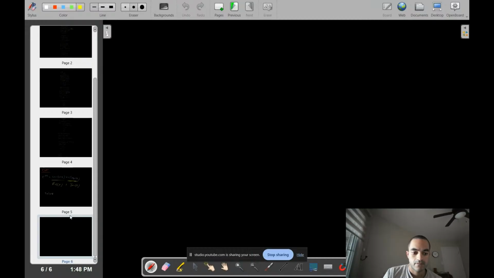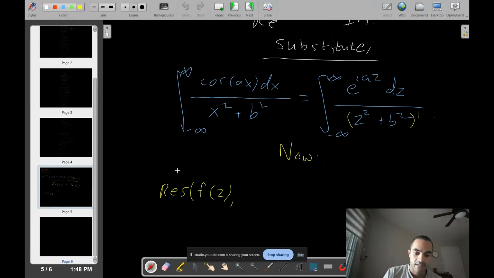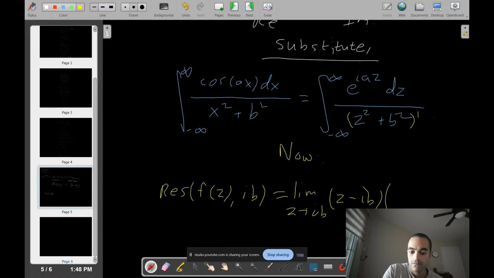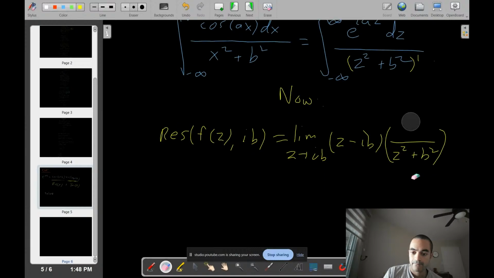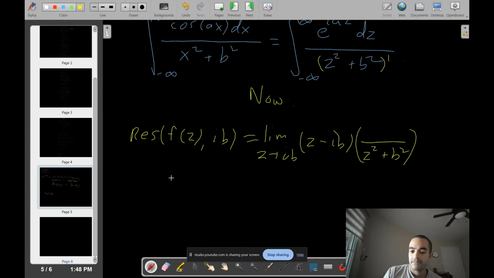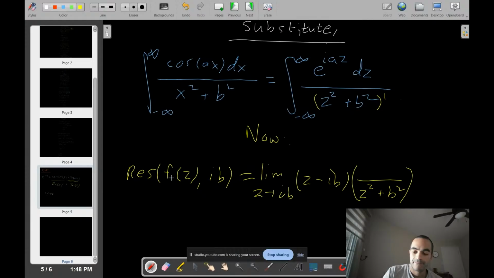All right. Hope that is making sense. Okay, so the residue of f of z at ib, that's the one we're going to look at. Z0 is ib. This is equal to the limit as z approaches z0, which is ib, of z minus ib times f of z. F of z was 1 over z squared plus b squared. Oh, sorry, e to the iaz. Let's be careful with that. E to the iaz. That whole thing here is a function of z.